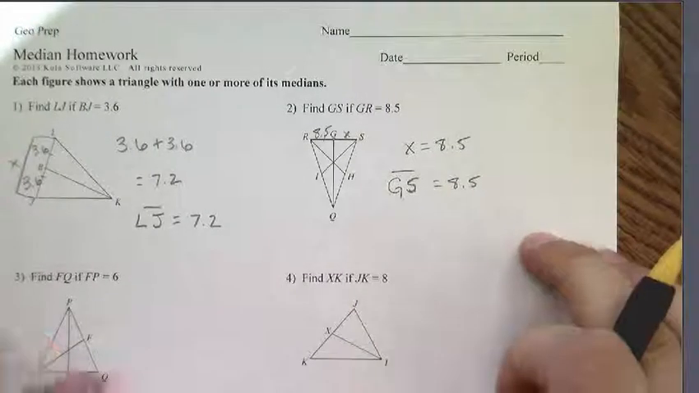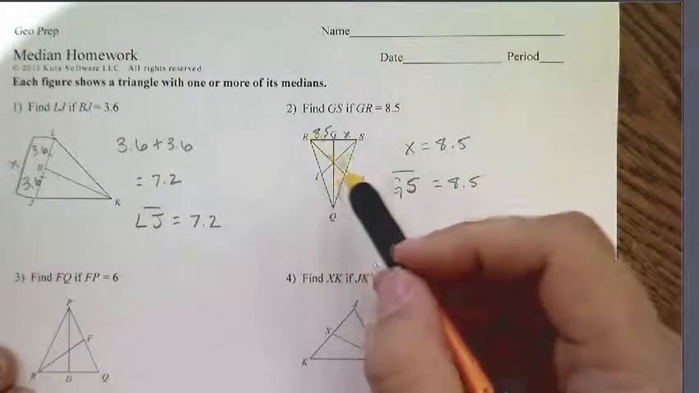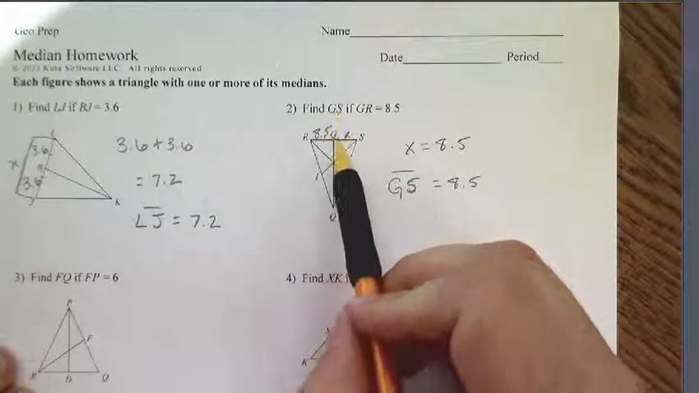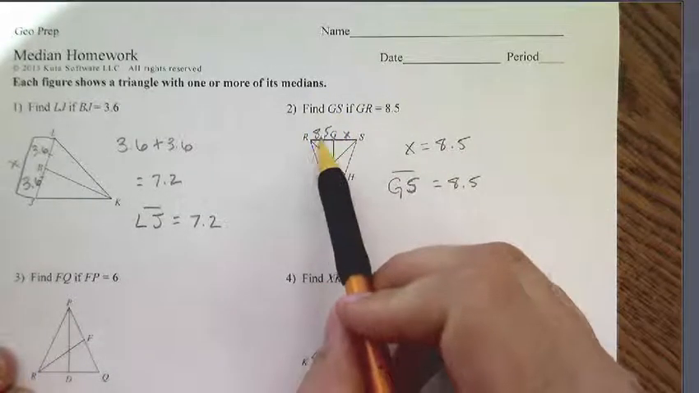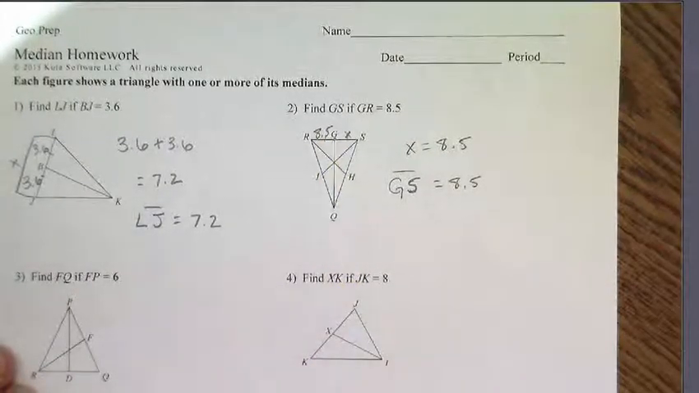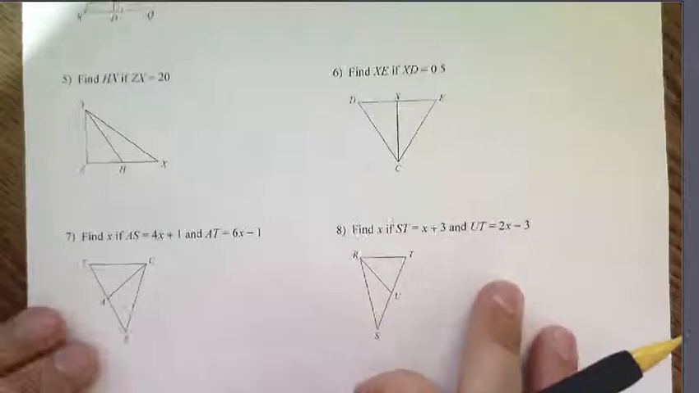Again, just because all these lines are drawn, do not be confused. The question is just asking find GS if GR equals 8.5. Ignore this other part. Okay, let's come down to number 7.